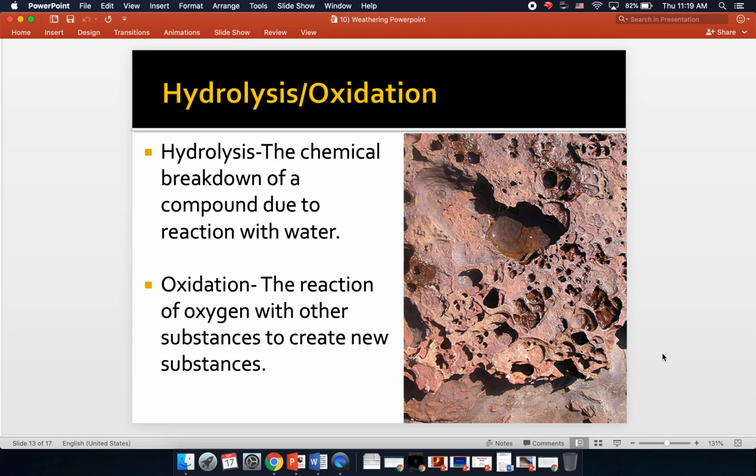All right, hydrolysis is the chemical breakdown of a compound due to a reaction with water. So we have certain minerals that, if they react with water, will undergo a chemical reaction and break down. And this breaks the rock down. Also, there is oxidation. We more commonly refer to that as rusting. This is a reaction of oxygen with other substances to create new substances. And this can also aid in breaking down rock, especially the metal component of rocks.